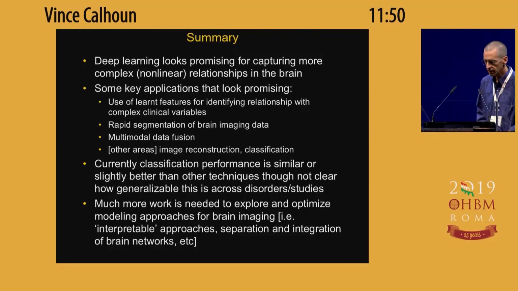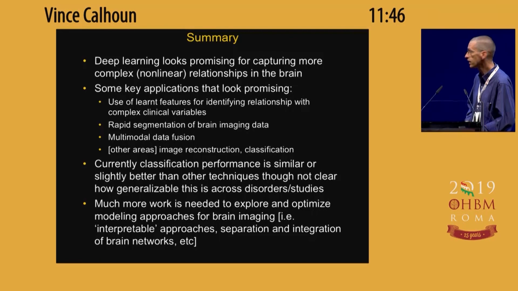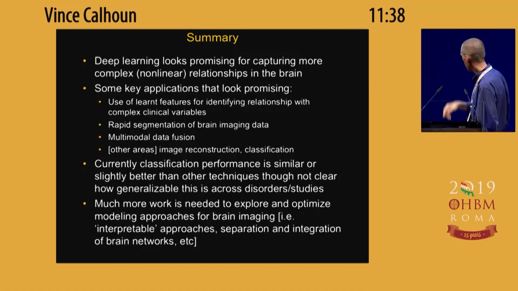Okay, so in sum, I think deep learning is quite promising for analyzing neuroimaging data. It allows us to learn features that might be more complex from the data itself. We can do things like rapid segmentation and data fusion. There are a number of interesting approaches for doing things like image reconstruction and classification that I hope will be discussed today as well.